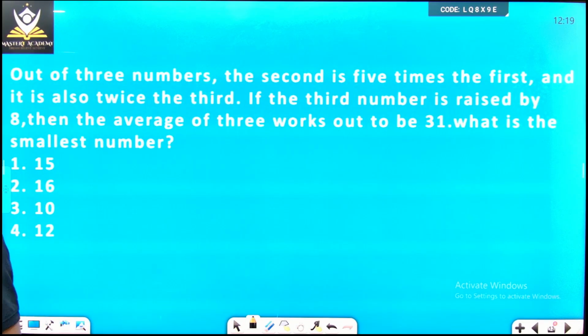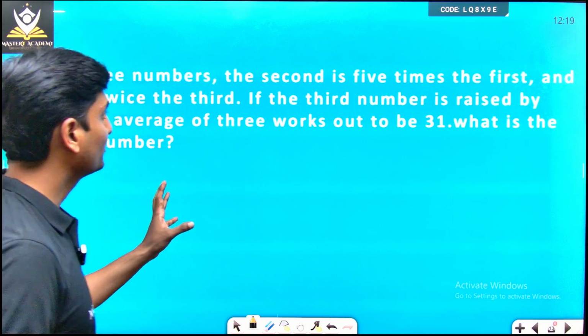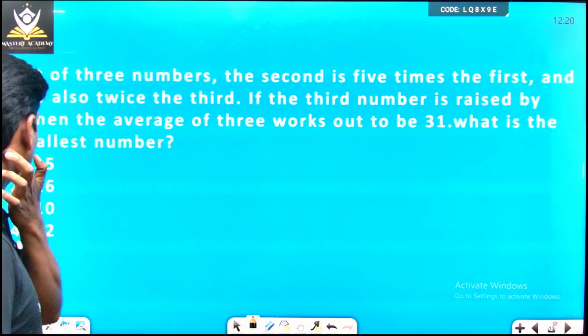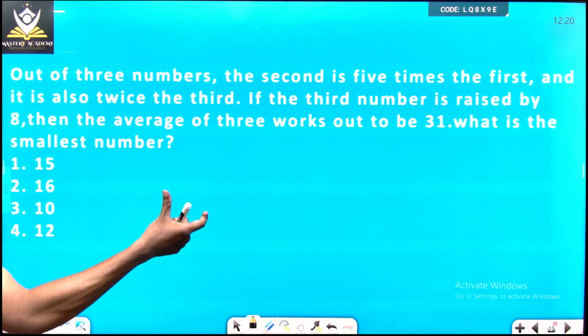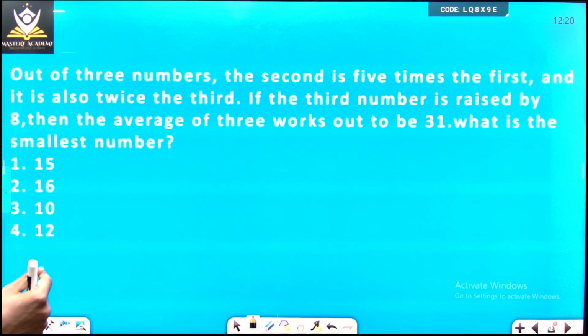Now coming back to the next question. Out of 3 numbers, the second number is 5 times the first, and it is also twice the third. If the third number is raised by 8, then the average of the 3 works out to be 31. What is the smallest number?